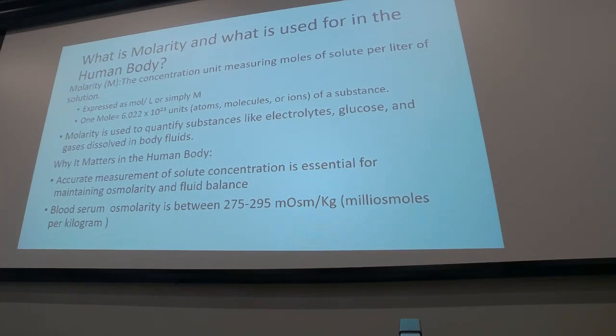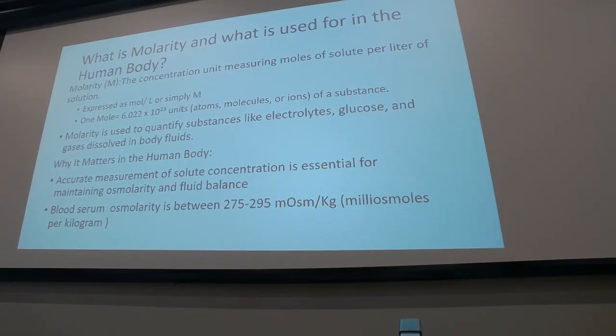Okay, now let's talk about the unit that we use to measure the concentration of solutes in a solvent. This one is called molarity, sometimes called molality. The abbreviation is letter M, and it tells you the moles. That's a unit: the number of molecules that you have per liter of a solution. 1 mole is equivalent to 6.022 times 10 to the 23rd units, which can be atoms, molecules, or ions of a substance. This is also known as Avogadro's number.